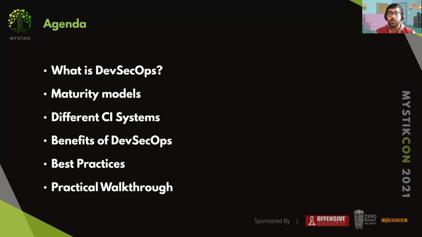Then we look at the maturity model through which we evaluate how an organization is doing when it comes to DevSecOps implementation. And then we look at the tools available at our disposal, the different CI systems. We also look at the benefits of DevSecOps over traditional application or product security models and modern DevOps solutions. And we also look at some of the best practices that go hand in hand with the DevSecOps model once applied in an organization. And then, of course, we have a practical walkthrough of how the pipeline looks when it's done properly.